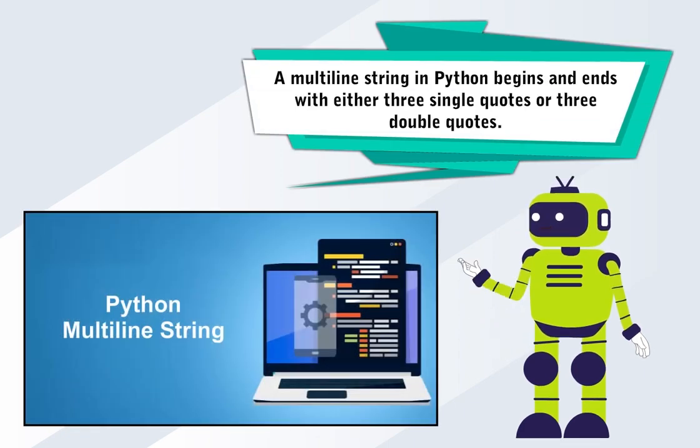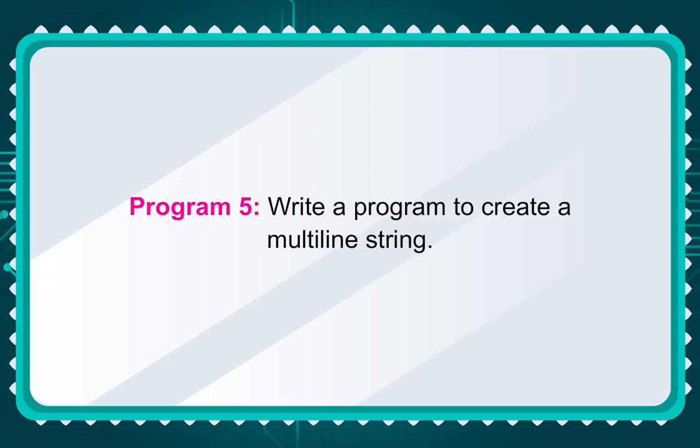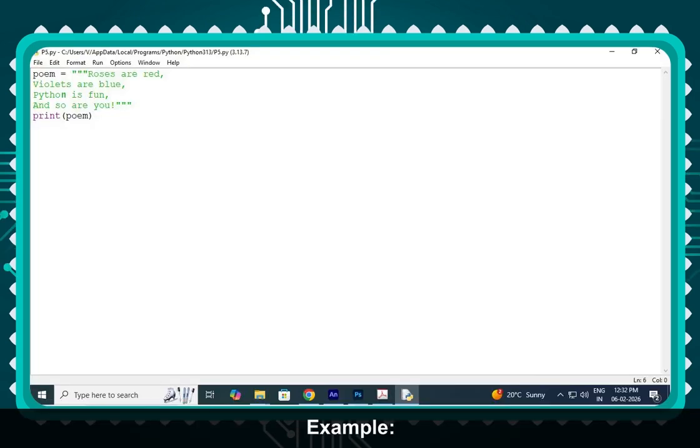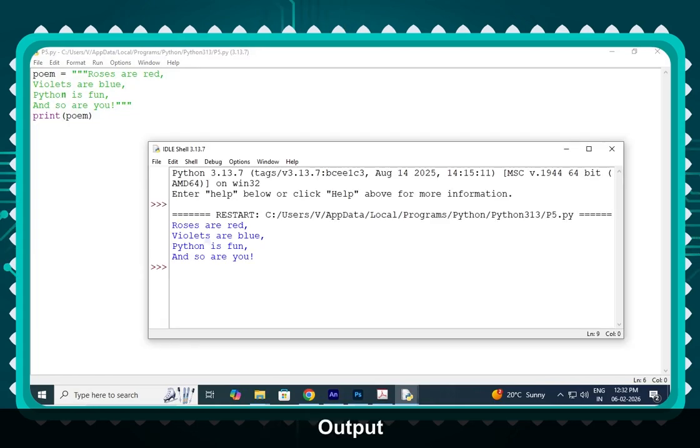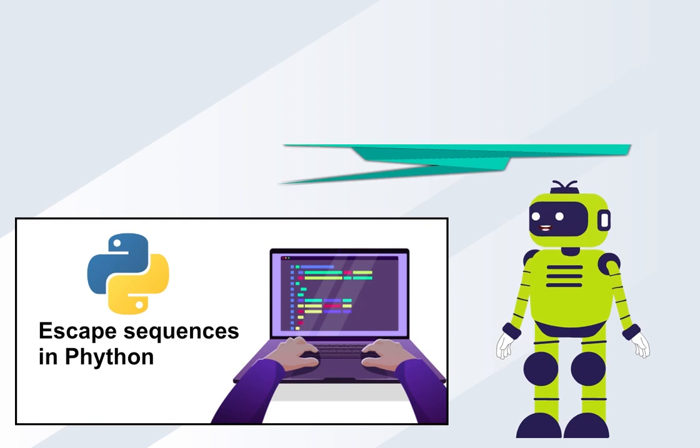Creating multi-line string. A multi-line string in Python begins and ends with either 3 single quotes or 3 double quotes. Any quotes, tabs, or new lines in between the triple quotes are considered part of the string. Program 5. Write a program to create a multi-line string. Example. Output.